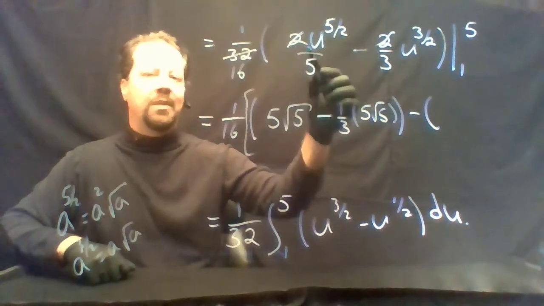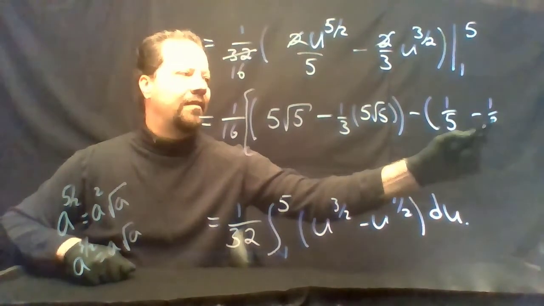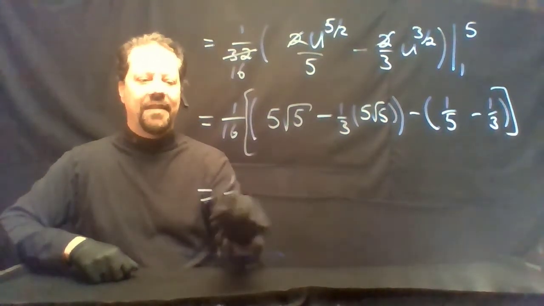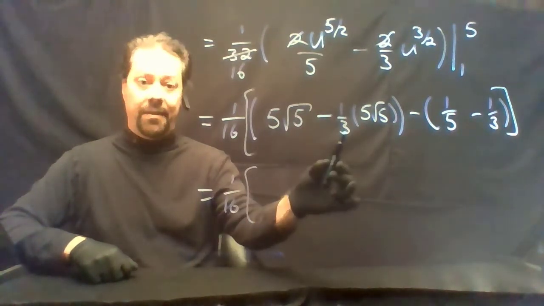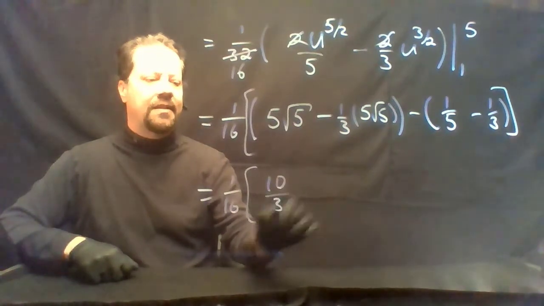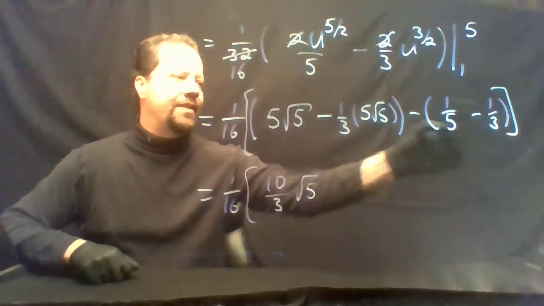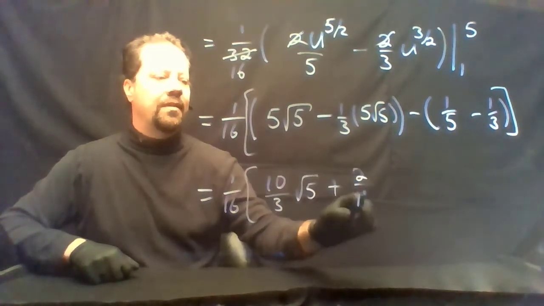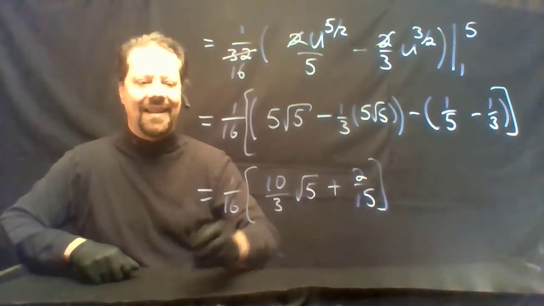minus what we get when we plug in the 1. That's 1/5 minus 1/3. We have then 1/16. One of them minus 1/3 of them is 2/3 of them. That'll give us 10/3 root 5. 3 minus 5 is negative 2/15 times a negative, you get plus 2/15. Let's leave it at that.